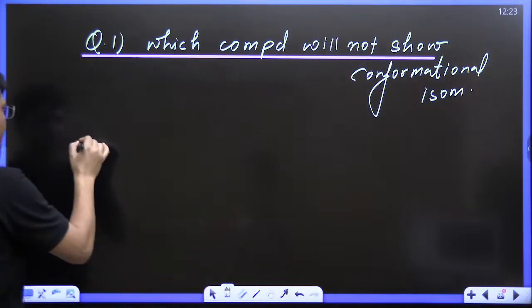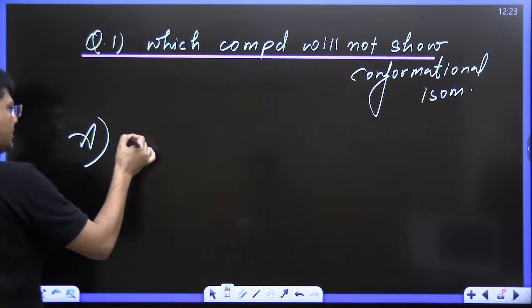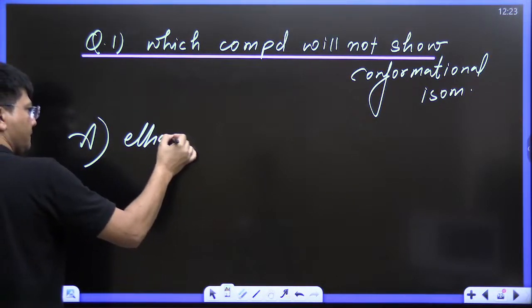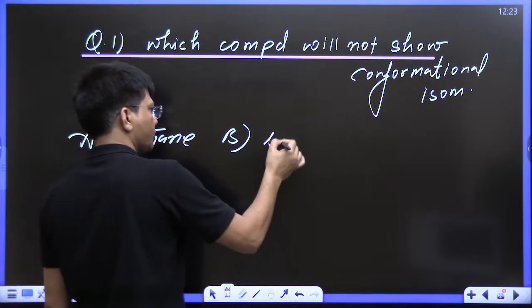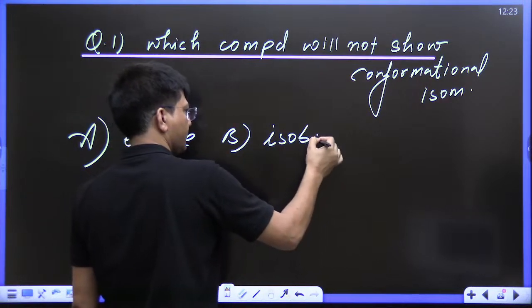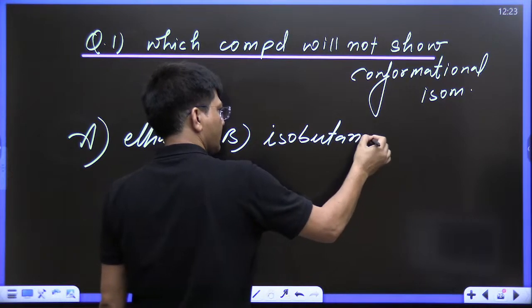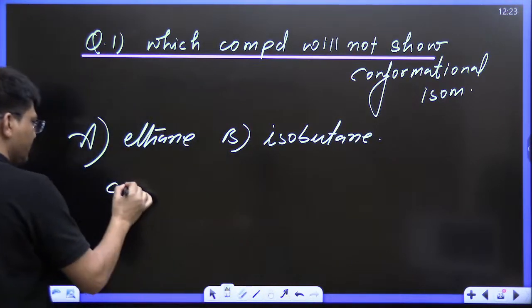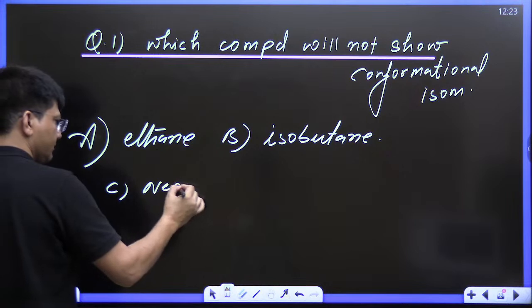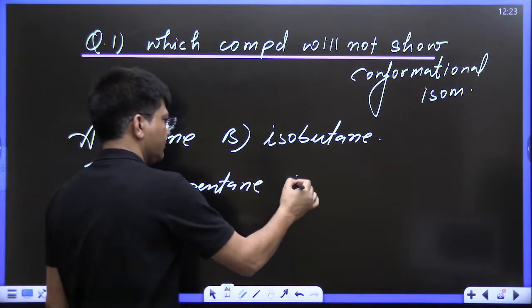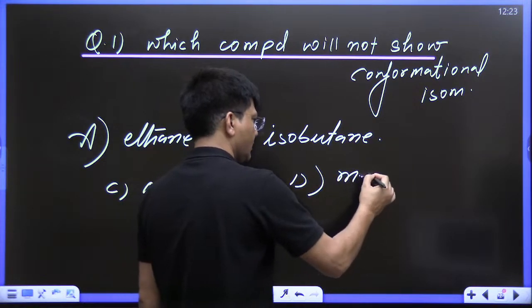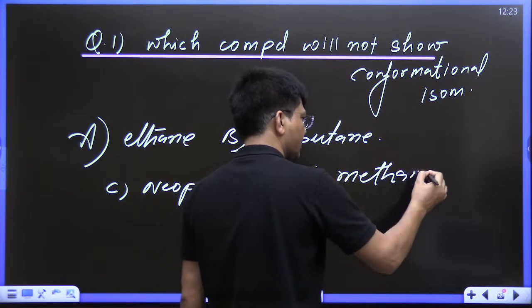A is ethane, B is isobutane, C is neopentane, D is methane. I want the clear-cut answer, kids.